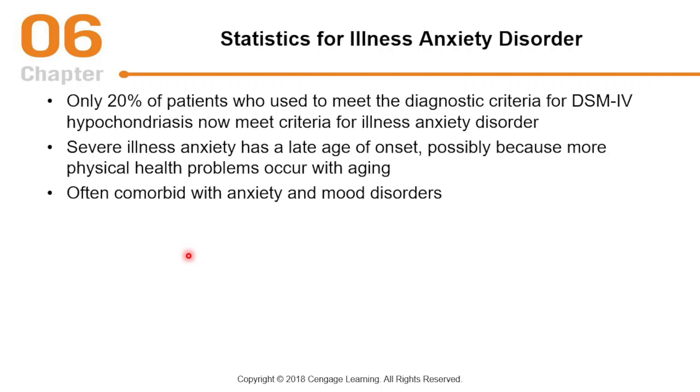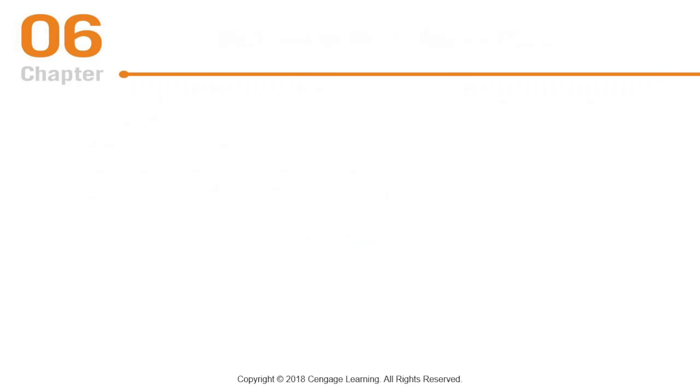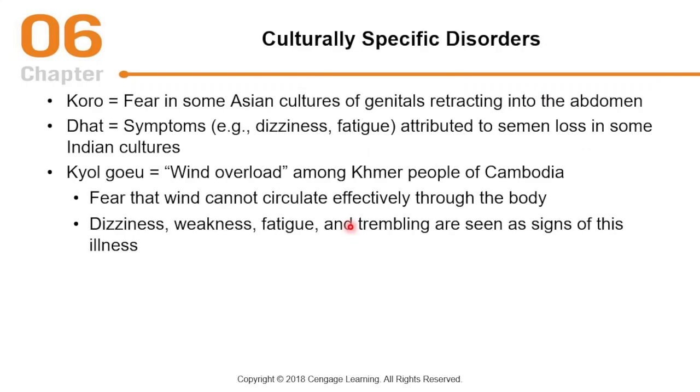Okay. For comorbidity, it can be comorbid with other anxiety disorders except for what was mentioned earlier, as well as mood disorder. Okay. Now we have what we call the culturally specific disorders. Now the culturally specific disorders na may kinalaman sa illness anxiety disorder are the following. So we have Koro, wherein there are some Asian cultures, they fear that the genitals will retract back or retract into their abdomen.